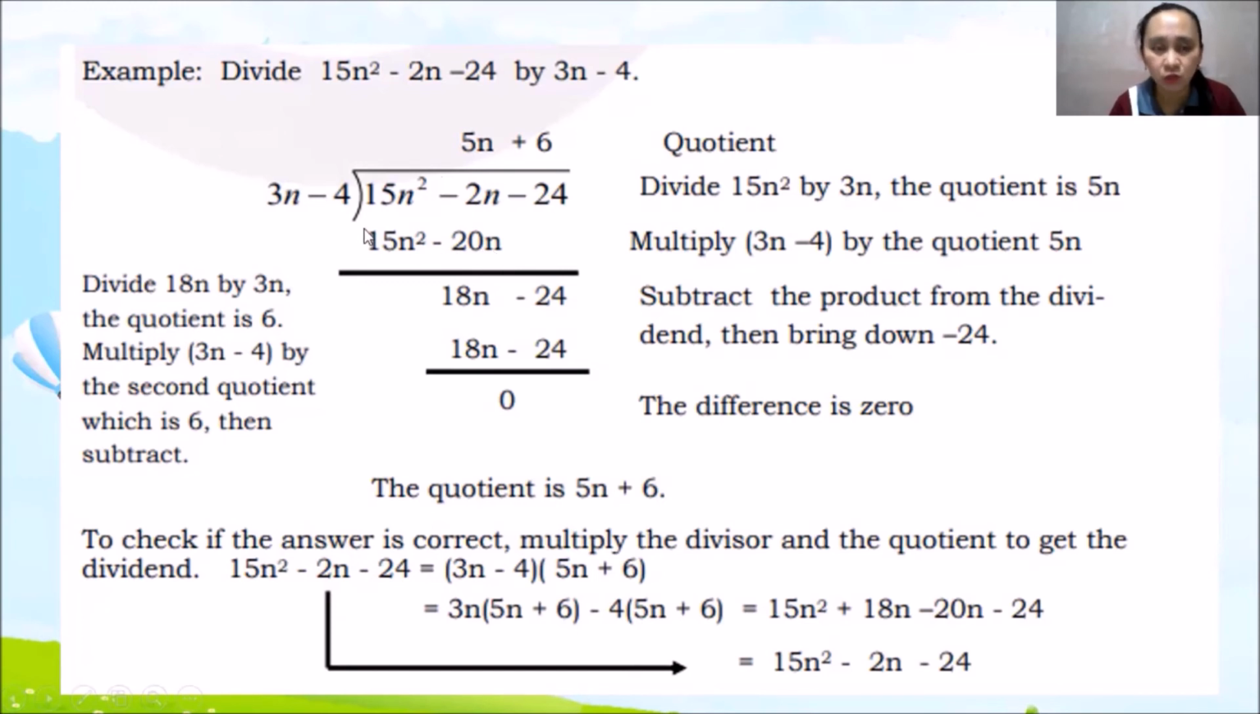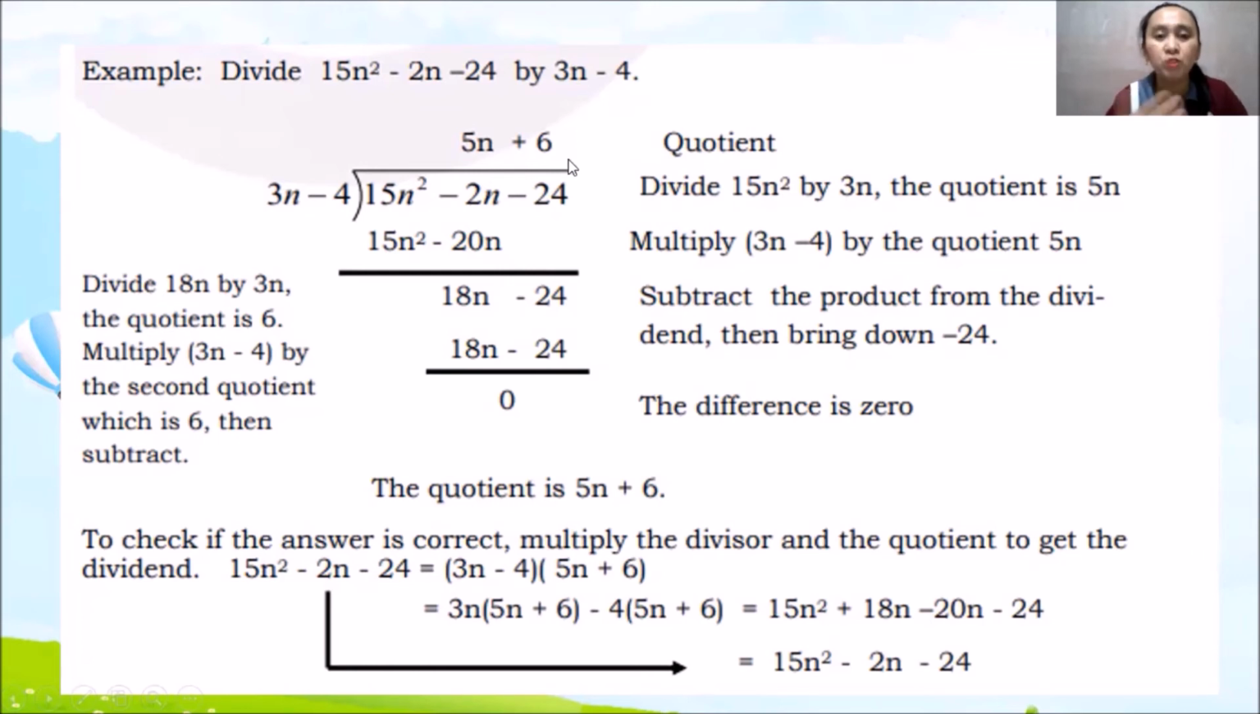Subtract, change the sign of the subtrahend. So 15 minus 15, 0. Negative 2n minus negative 20n. Change the sign of negative 20n to positive 20. So 20 minus 2 ay 18 kasi positive n. Bring down n, then bring down minus 24. Repeat the procedure. We need to divide 18n by 3n. 18 divided by 3 is 6. N divided by n, 1 minus 1, 0. So 6 ang quotient, ang second quotient.